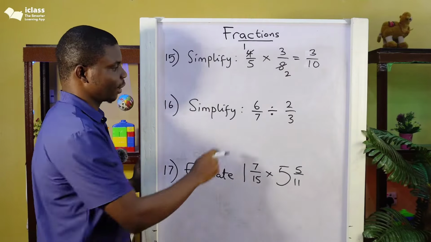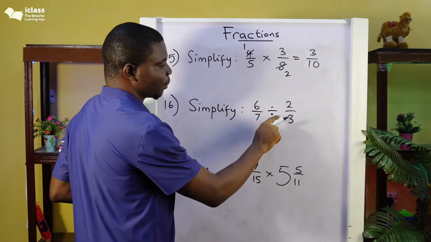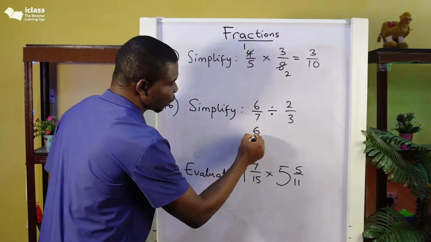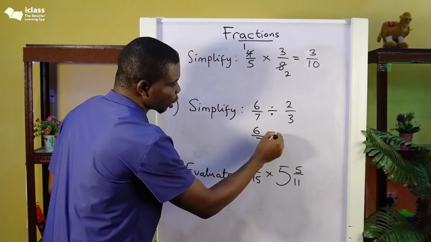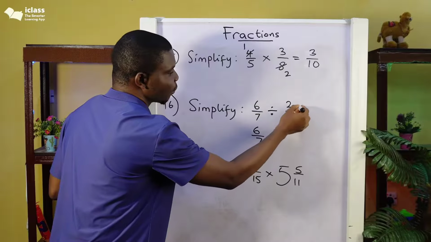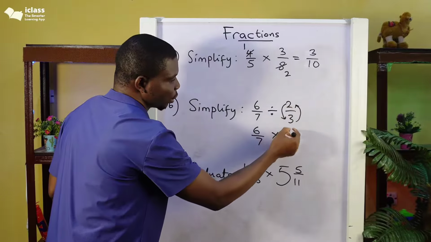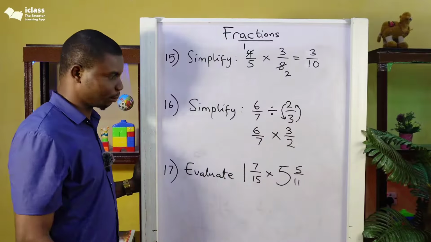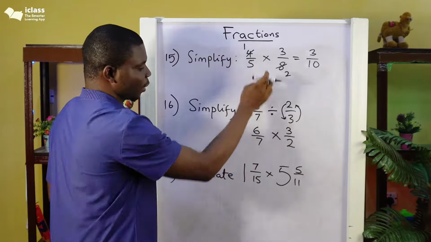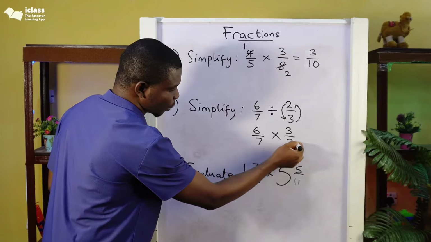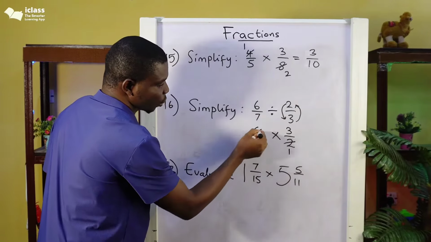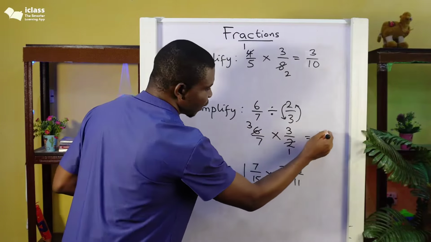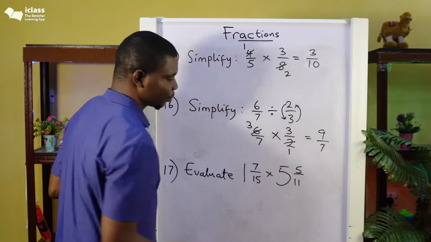Number 16. Simplify 6 over 7 divided by 2 over 3. Now, when you are dividing fractions, you want to change the division to multiplication and then invert the fraction in front. So this is going to be 3 over 2 instead of 2 over 3. And just like we did here, we are going to look for common factors. 2 will go into 2, 1. 2 into 6 is 3. Now, 3 times 3 is 9 over 7.